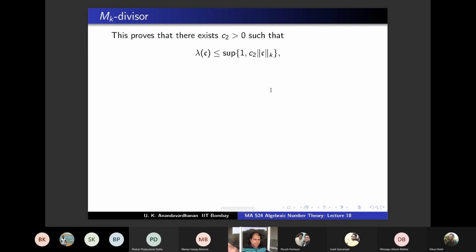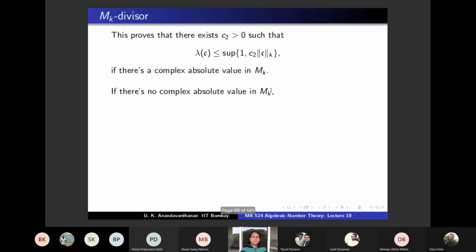Suppose you don't have a complex absolute value. Like if you take Q(root 2), there is no complex absolute value. Both the Archimedean absolute values are real. If that is the case, then if there's no complex absolute value, you can argue similarly. Just for notational purposes, I fix complex. You proceed by arguing with a real absolute value v0, but a real absolute value is on the real line.